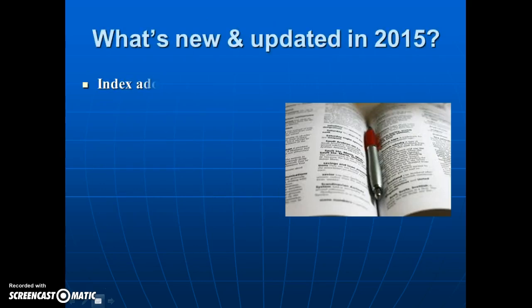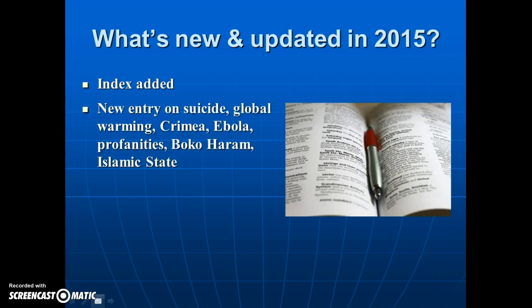So what's new and updated in 2015? Well, there's a little summary page at the front of the book. The index is added. There are new entries on things like suicide, global warming, Crimea. So things that come into the news in that year which weren't emphasized before get in there. Crimea, Ebola, Boko Haram, Islamic State, and then some they just debate and want to revise.